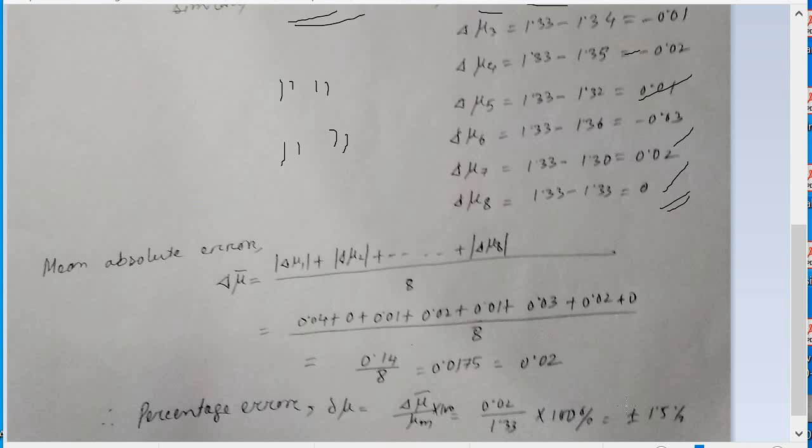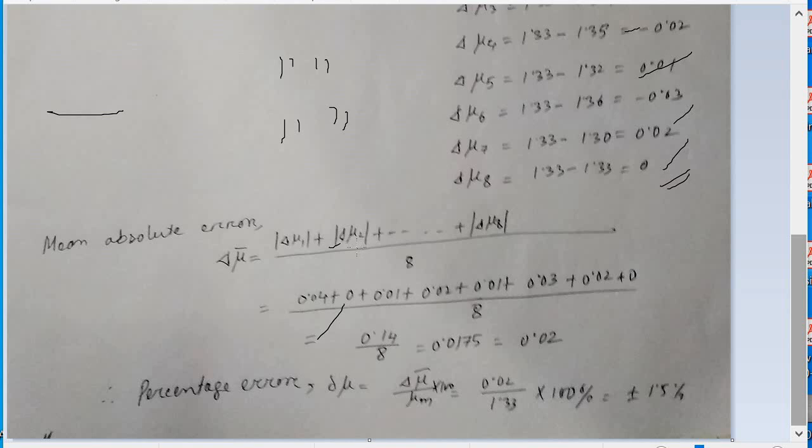For finding the percentage error, we first have to find the mean absolute error. For finding the mean absolute error, del mu bar, we take only the magnitude. Don't take the negative sign here. So we take the magnitude of every absolute error, sum it up and take the average, and we get the mean absolute error as 0.02.